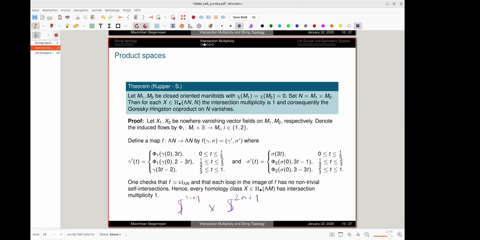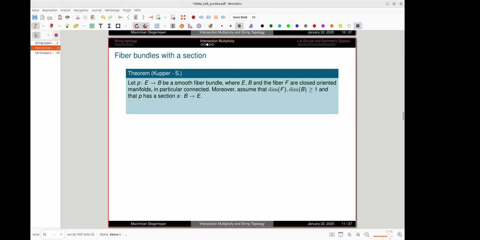All right, so this was about the coproduct on the free loop space, and now a related result, but where we can only do it for the based coproduct, and you will also see why. So if we have a smooth fiber bundle, we will be interested in the coproduct on the total space, but we need this setup.